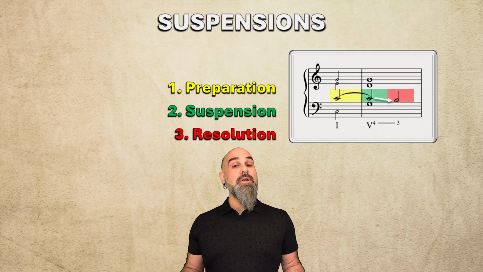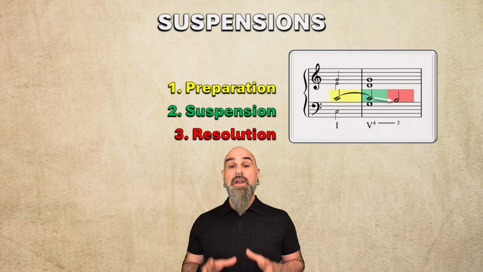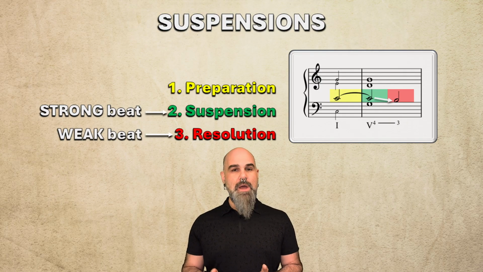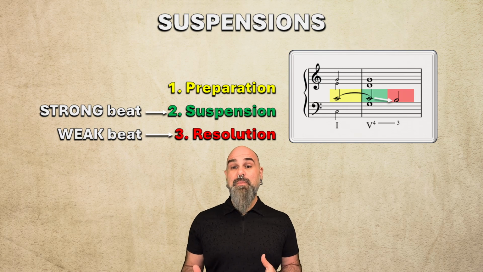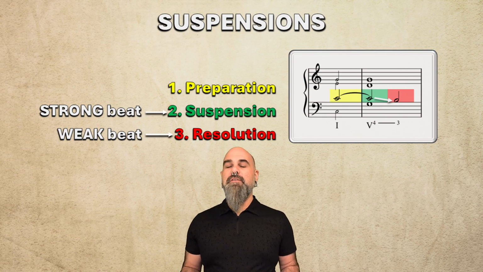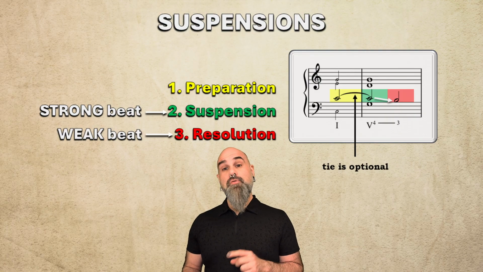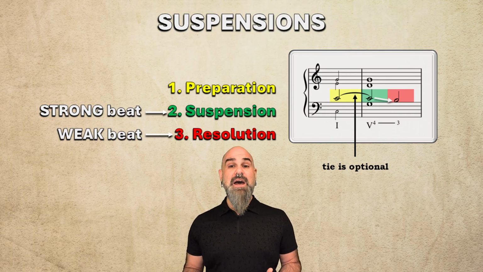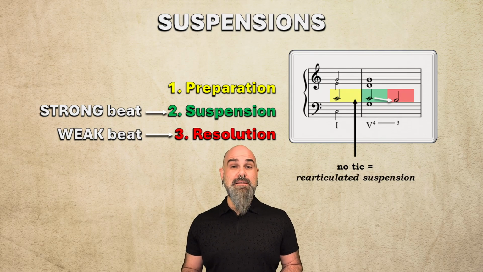And there's another important component here, rhythm. The suspension itself will always be on a stronger beat than the resolution. Suspensions put the dissonance right there front and center, usually on the downbeat, not hidden in the texture somewhere. The result is a beautiful moment of controlled tension and release. And by the way, the tie from the preparation into the suspension is optional. You'll see these both tied and not tied, and when there's no tie, we call it a rearticulated suspension.